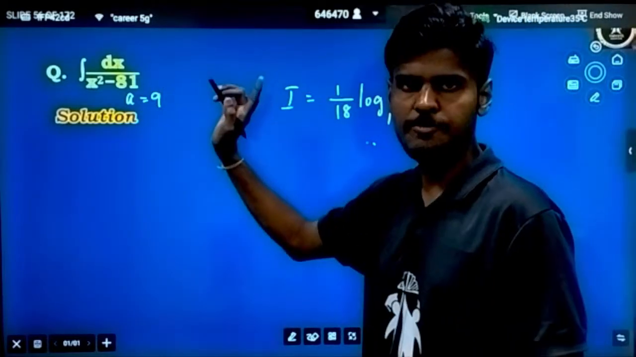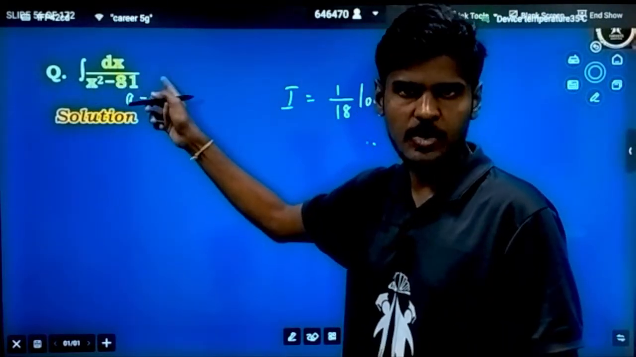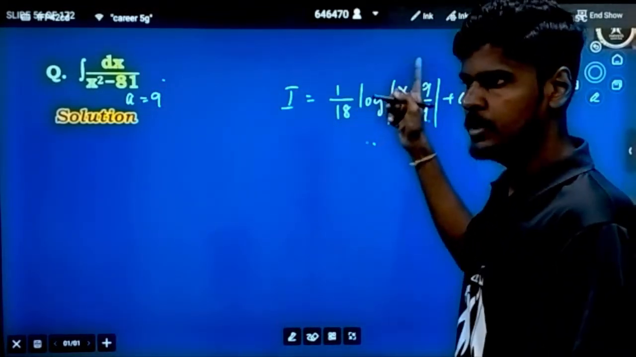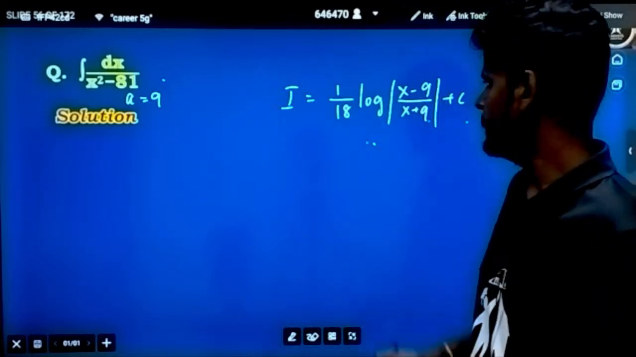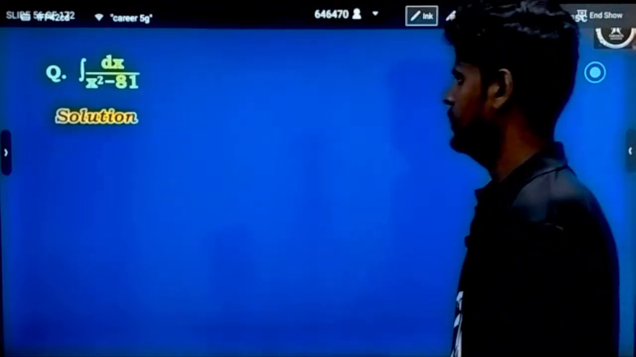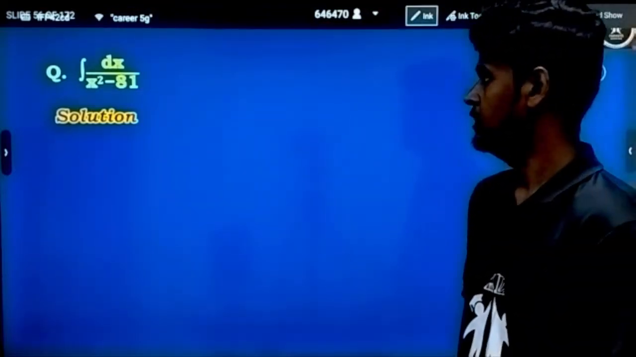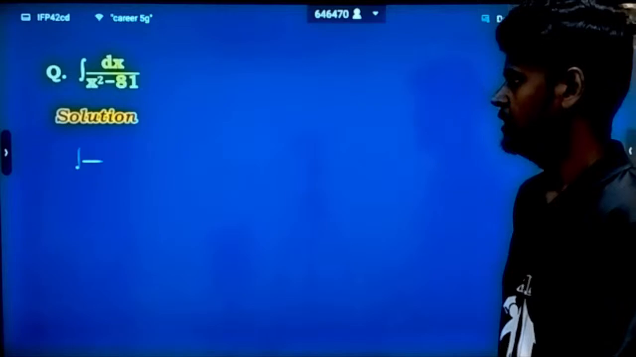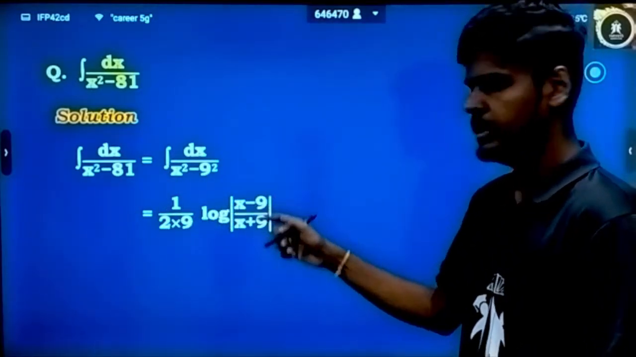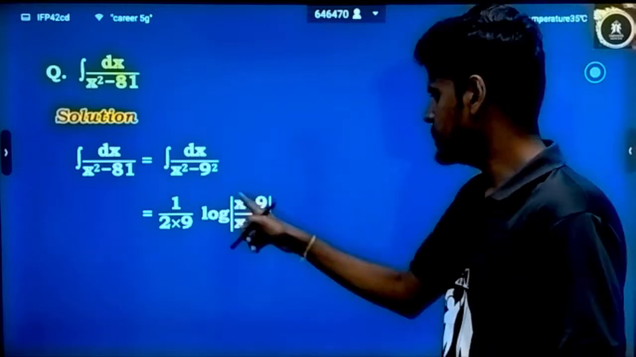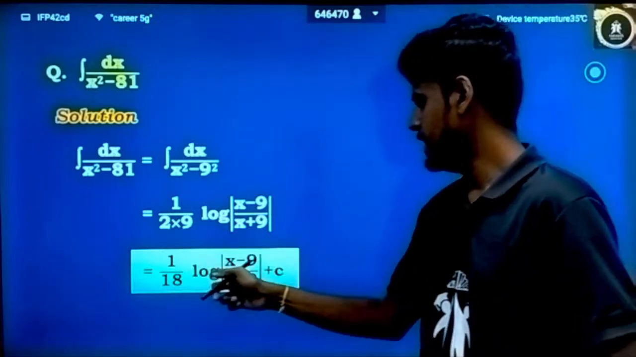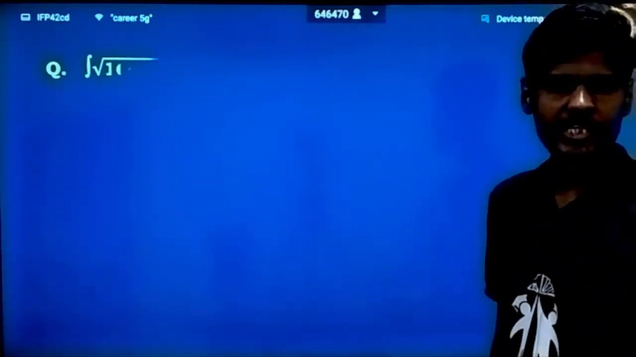How do we write that? Just use the formula. What is the formula? dx by x square minus a square means the integral will become 1 by 2a log modulus x minus a by x plus a plus constant of integration. So direct formula 1 by 2a log mod x minus a by x plus a, that is x minus 9 by x plus 9. 2a is 18. So 1 by 18 log this value. Easy questions.